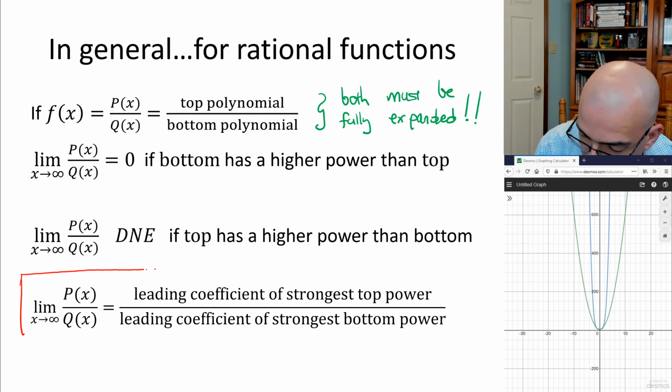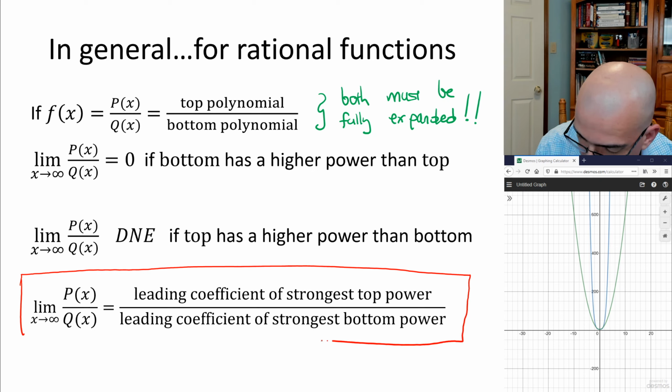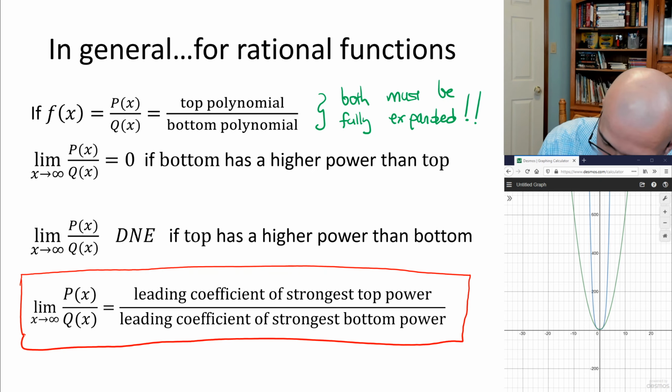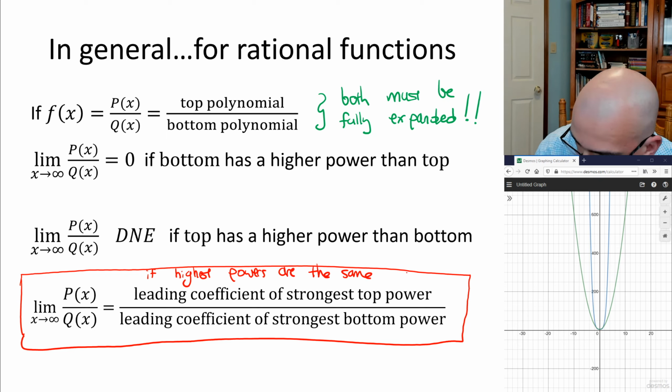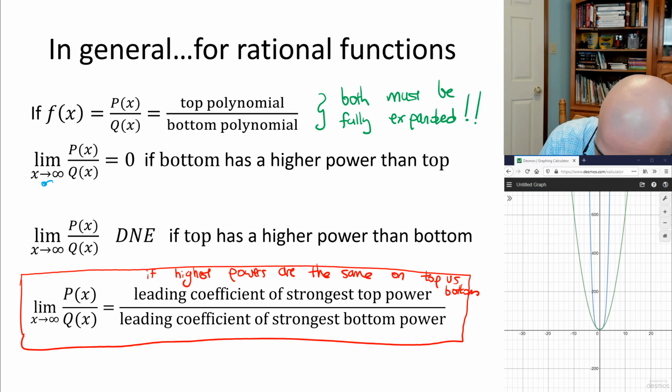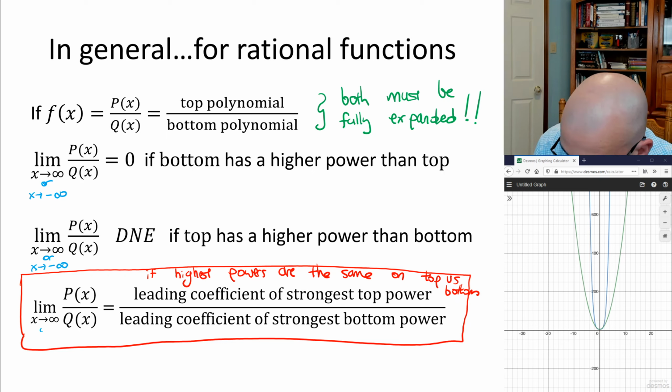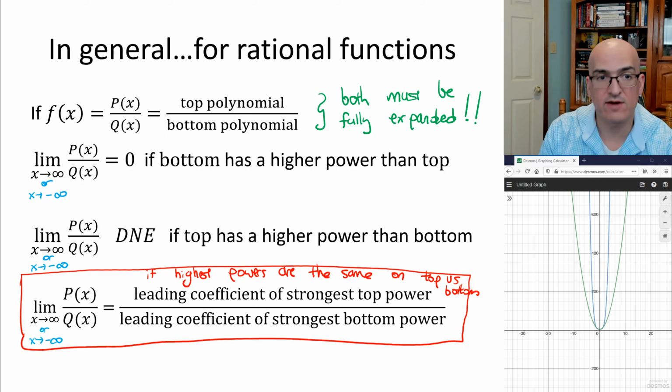We'll have the leading coefficient of the strongest power on top divided by the leading coefficient of the strongest power on the bottom. So this is if highest powers match. Highest powers are the same, on top versus bottom. And I gotta add to this, or x approaches minus infinity. It's for plus and or minus infinity, all these shortcuts.